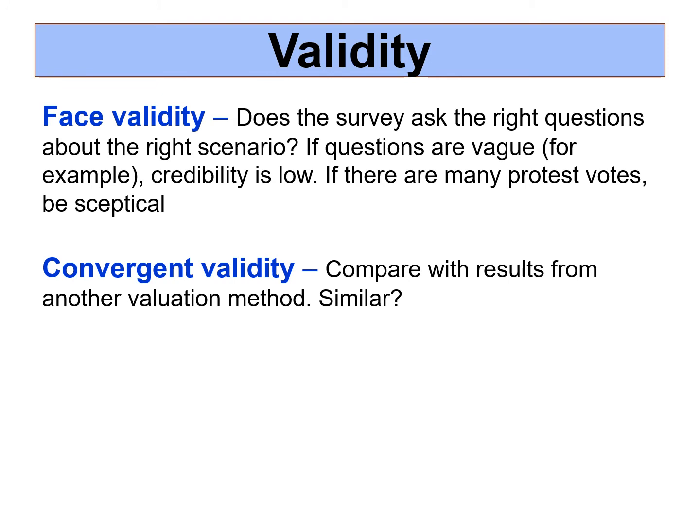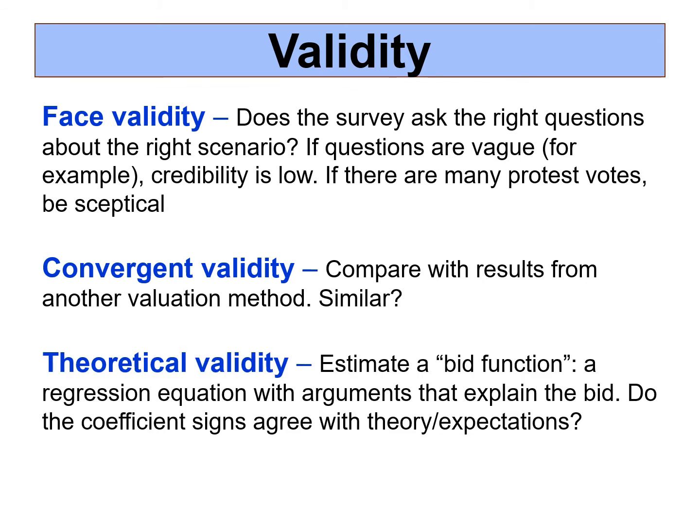The second one is convergent validity. In this case, you have to compare your result. If, let's say, you are using CVM, you should compare with other valuation methods, for instance choice experiments. Are your results similar or different from each other? Okay, and the last one, you have to check for theoretical validity. In this case, you have to check, is the coefficient sign that you have collected from your result consistent with the theory or your a priori expectation when you do your regression analysis? Okay, so you have to check all these three validities.